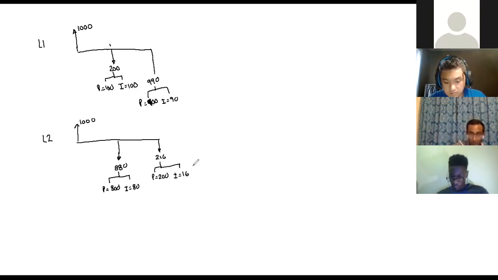Okay, let me rephrase this example. So you have your own project, and your own project requires $1,000 for starting, working capital, for example. And then you can go to bank one or bank two and ask for $1,000 as a loan in each of them. Bank one offers you this cash flow, 200 and 990, and bank two offers you the cash flow of you need to return 880 during the first year and 216 during the second year. Okay, the question is, which bank do you select?